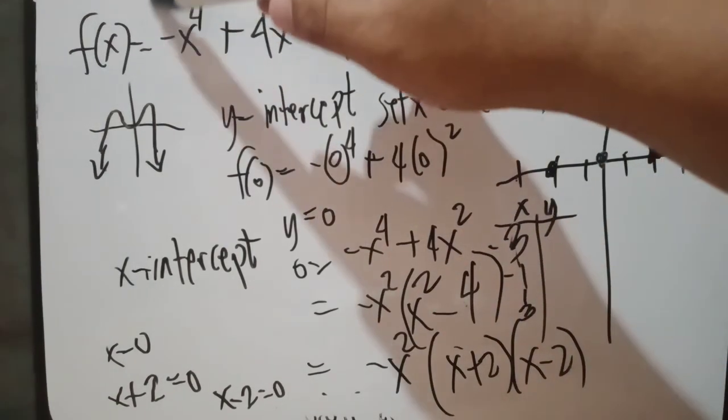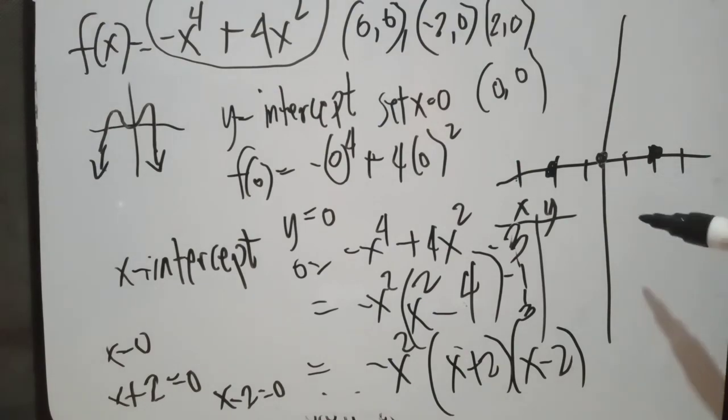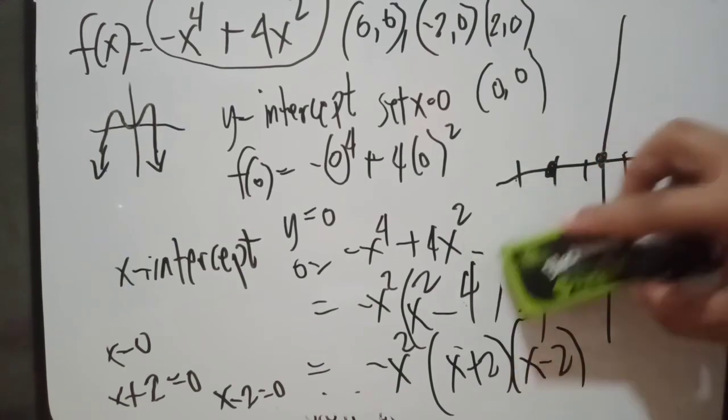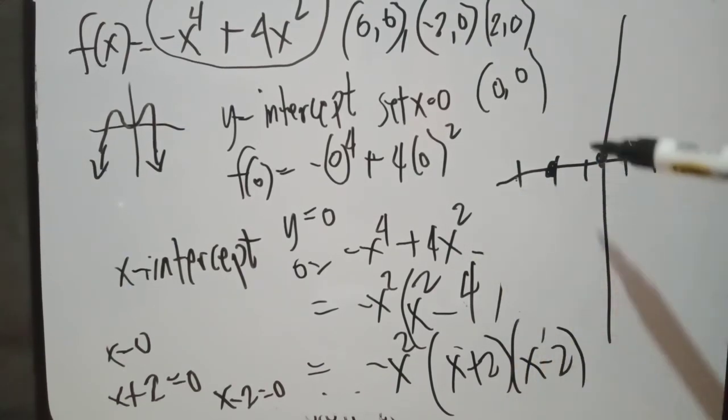For the next process, you have to substitute each value of x to this given function. Then you can get the value of y, and then you can plot. So the possible form of the line must be like this.